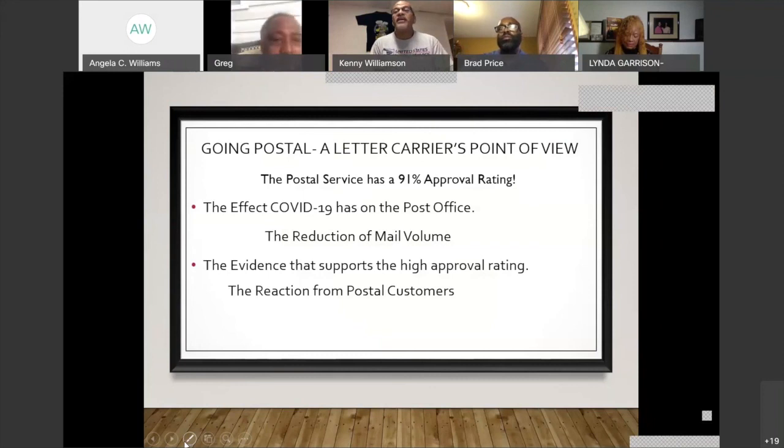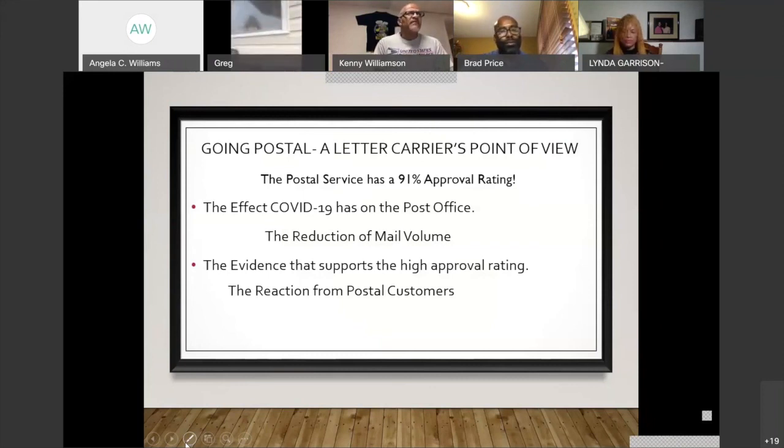Now, one of the things that I want to talk about is the effect that COVID-19 has had on the post office. As you probably can tell in your own mail, volume has dropped. Even though sales usually come out, you see they're a lot thinner. There are no catalogs that advertise for certain things. And when the mail volume drops, so does our revenue.